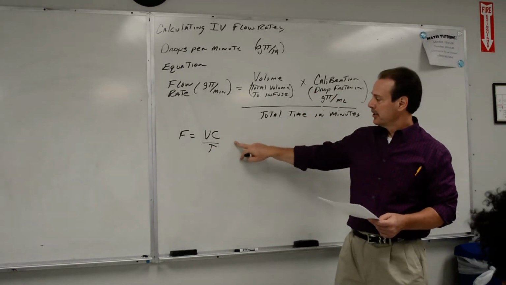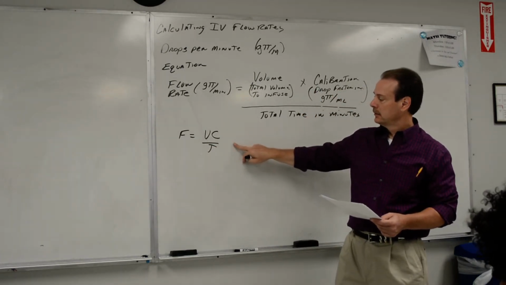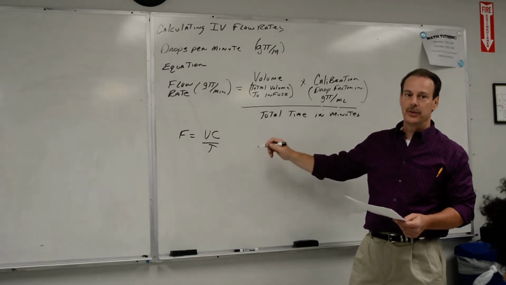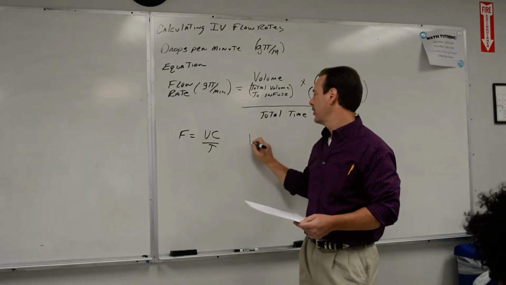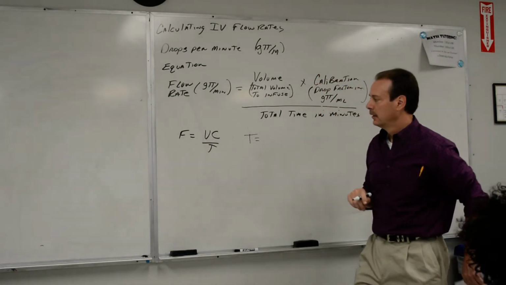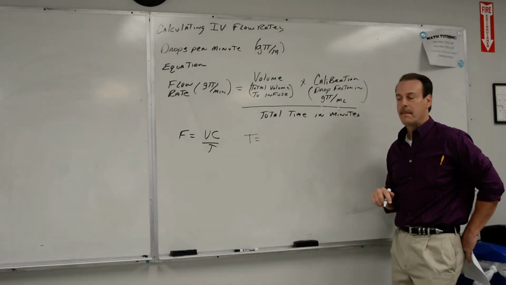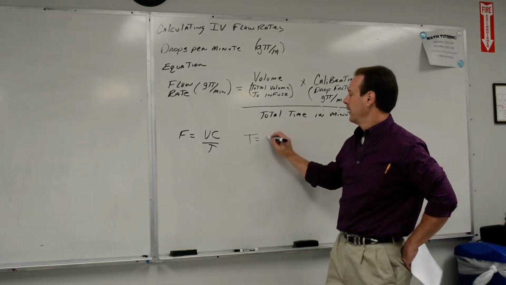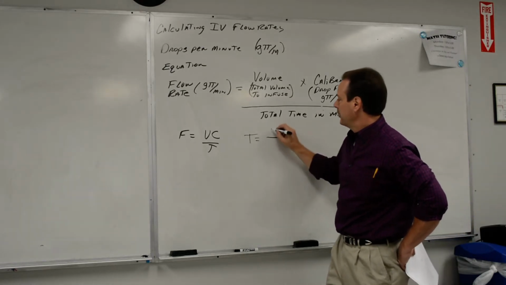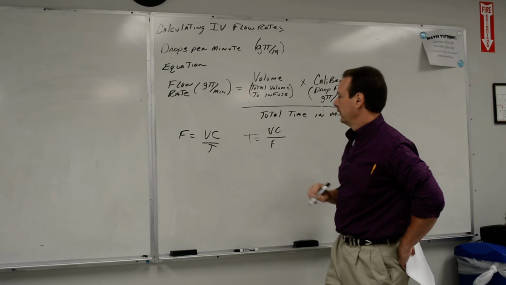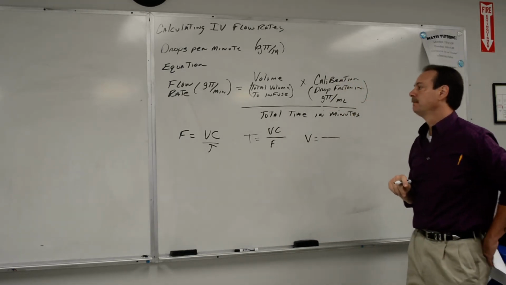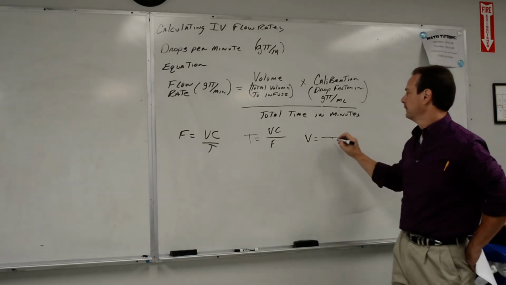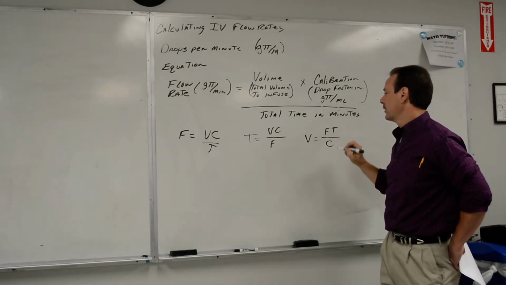It's not going to be that easy. Sometimes we're going to have to calculate for time. They may not want to know the flow rate. If they want to know the time, what's our equation going to be? VC over F. If they want to find volume, what is our equation going to be? FT over C.